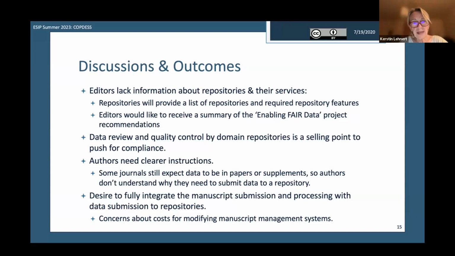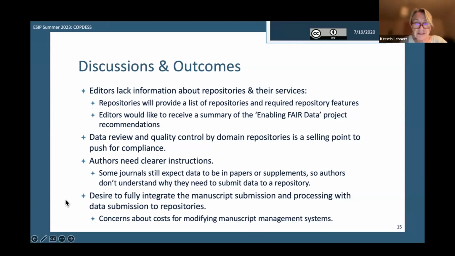We had discussions that showed that review of the data and quality control of the data done by domain repositories was really exciting for them, because they felt they were responsible for something that didn't fit into the resources that they have, the time they have to handle manuscripts. They clearly felt that authors also needed clearer instructions, because some journals still expect the data to be in the papers as supplements. And so the authors are confused and don't understand why they have to do things twice and so on.